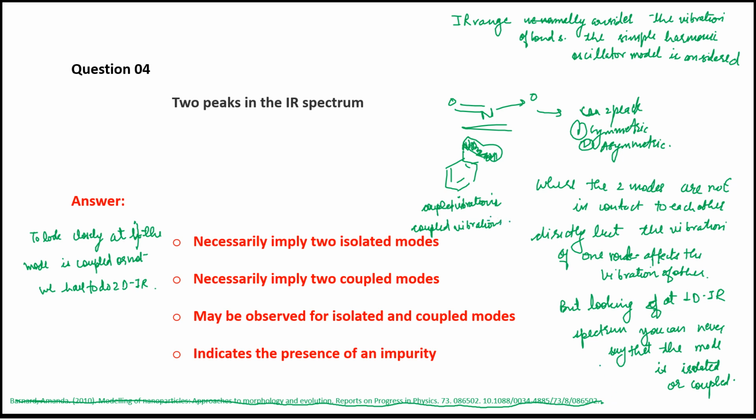So, you cannot say that the two modes are necessarily isolated. You cannot say that the two are coupled. You cannot say that there is an impurity present, but you can definitely say that in case of IR spectrum, if you observe two peaks, they can be separate from each other. They can be unrelated or uncoupled to each other. It's not necessary that they are arising from the same molecule or from the same atoms.